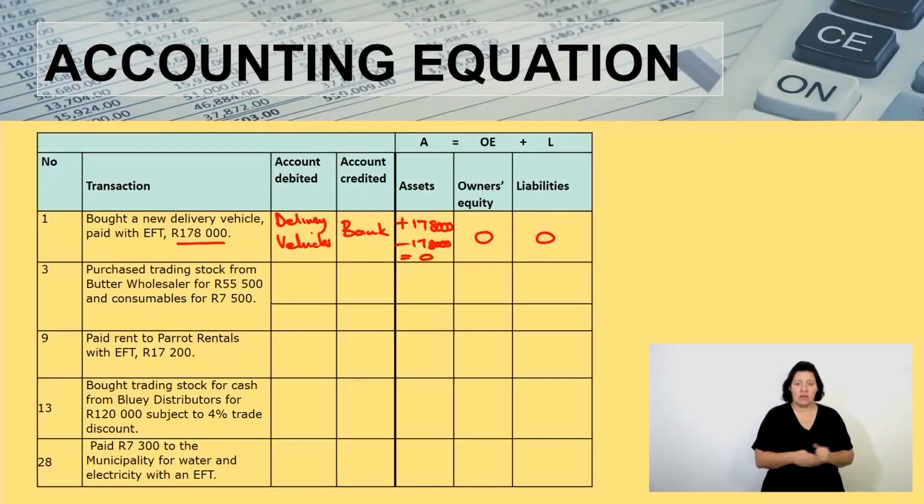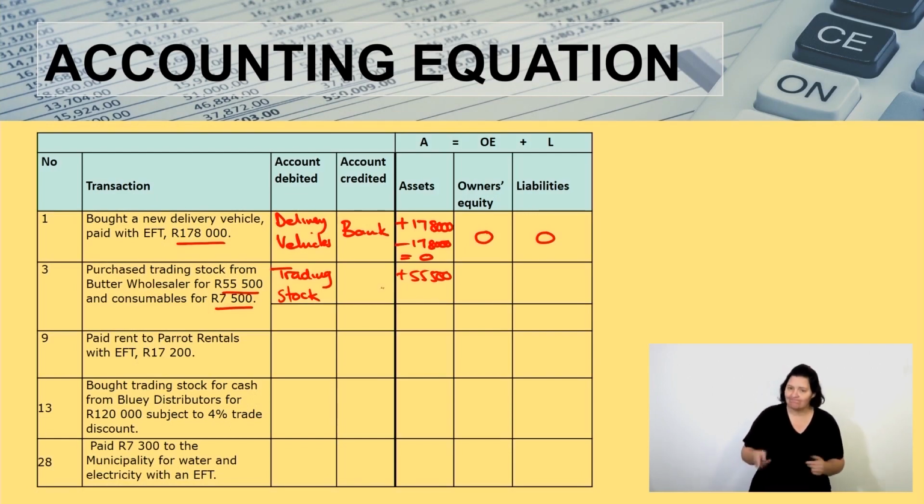The third one says, purchase trading stock from Barter Wholesalers, 55,500, and consumables, 7,500. That means we're going to have two in this regard. The first one, when we purchase trading stock, which account we debit? Trading stock. Debit trading stock. This is an asset, so it's going to be a plus 55,500. Which account is credited? In this case, it is your bank. Bank is credited, and it's minus 55,500. Remember, the net effect in this case will become 0. So here you have your 0 and your 0 as well.